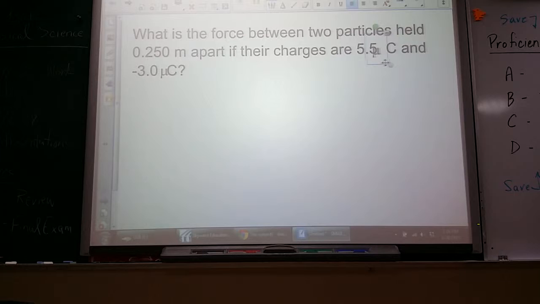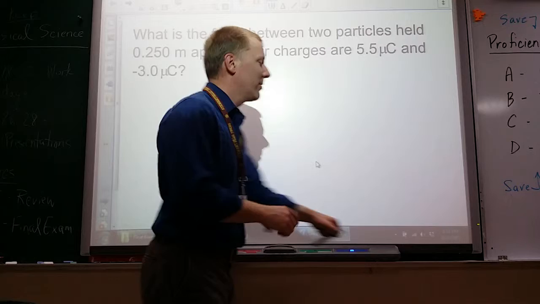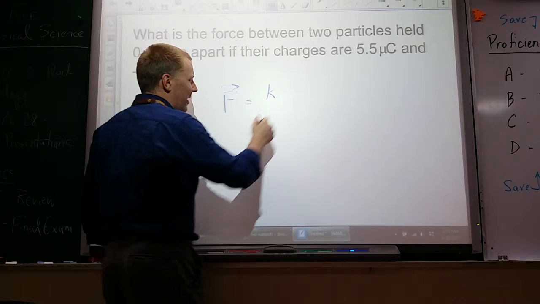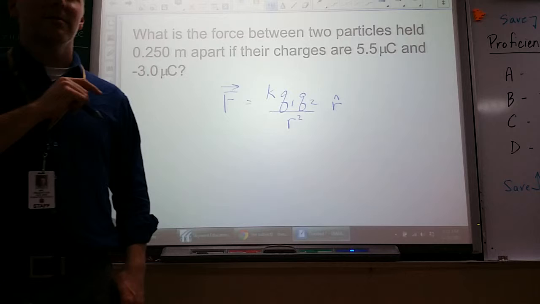Okay, here's our first question. What is the force between two particles held 0.250 meters apart if their charges are 5.5 microcoulombs and negative 3 microcoulombs? Force is a pretty straightforward one. We've got the equation: the force is equal to our constant K times the product of the two charges involved over their radius squared, and then our friend r hat, which is just a line between the two charges.